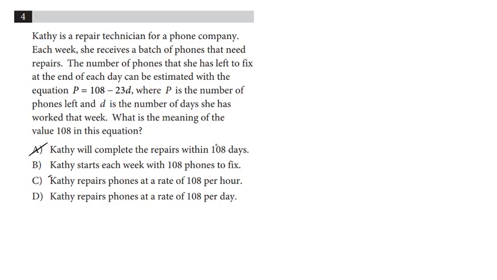If she's done it in 108 days, then 23 times 108 will give you a negative number for P. It's going to be 108 minus 23 times 108, so that one doesn't make sense. Kathy starts each week with 108 phones to fix. That seems much more reasonable. Let's just check again. Kathy repairs phones at a rate of 108 per hour. Well, that just seems ridiculous, especially if she starts with 108 phones, then in 1 hour she's finished?